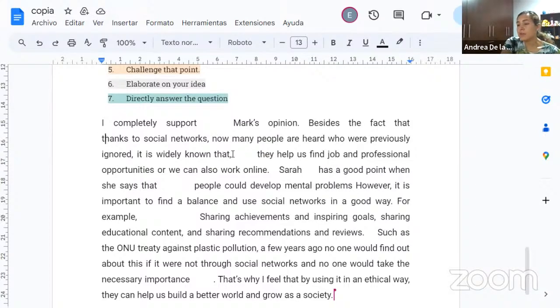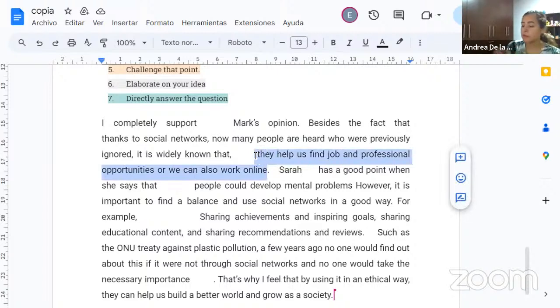It is widely known that social media helps us find jobs and professional opportunities, and we can also work online. Okay, I really like this. I love what you're saying. It's a different reason that wasn't mentioned before. I would be careful with the grammar part. This is not date because we're talking about social media, right? Social media helps us. It helps us find jobs and professional opportunities. We can also work online.